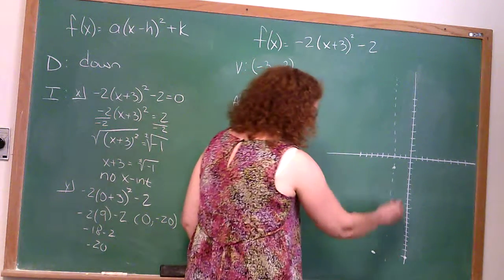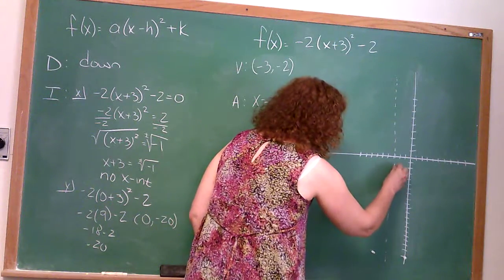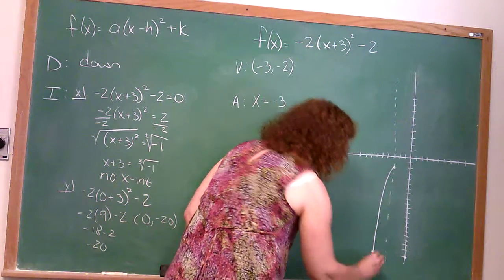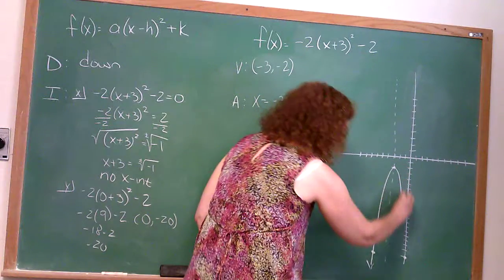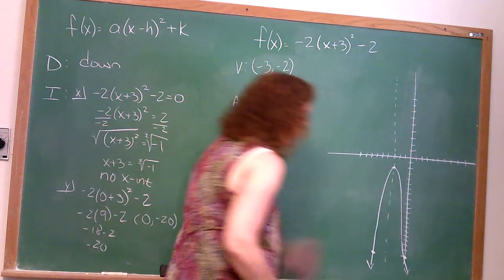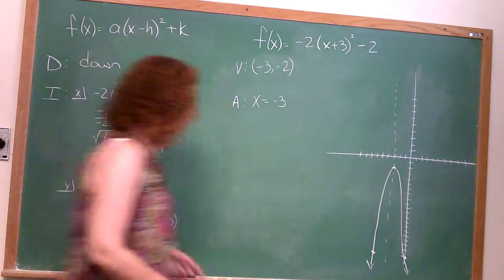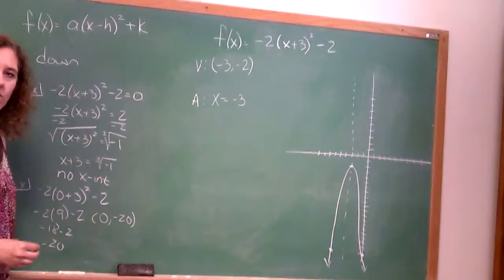And now when I get ready to connect the dots, you'll notice that my parabola is opening downward, which is exactly what we wanted, and it never crosses the x-axis, which is good because we found that it had no x-intercepts.